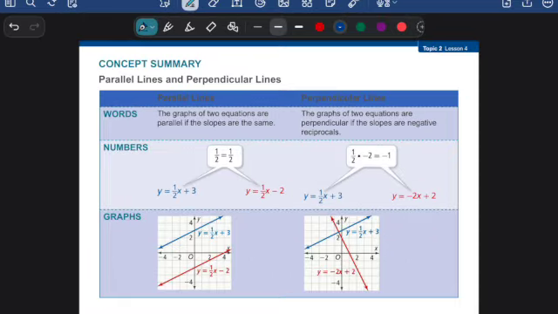Here's the concept summary for parallel lines and perpendicular lines. Remember, parallel lines, the slope is the same. Perpendicular lines, the slopes are negative reciprocal, opposite signs, and flip the slope.